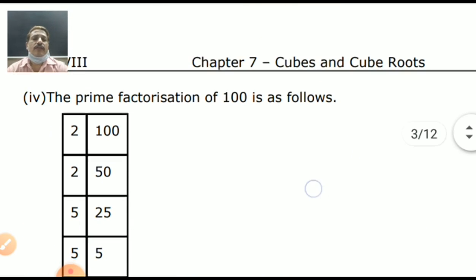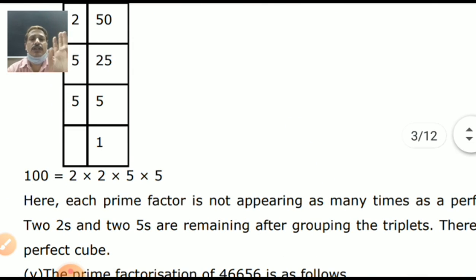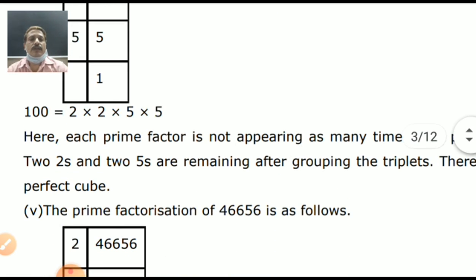See the next question, the fourth one, 100. So 100 we can check. Yes, 2 into 2 into 5 into 5. There are no triplets. 2 appears two times and 5 appears two times. No number is repeated three times. So triplets are not possible. It's not a perfect cube.